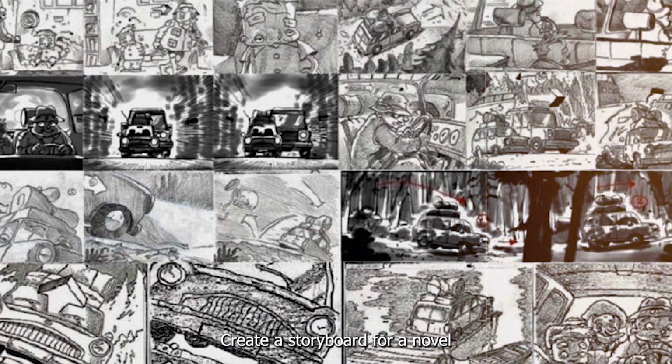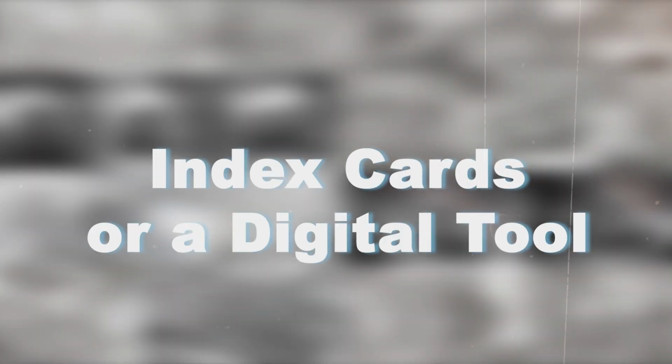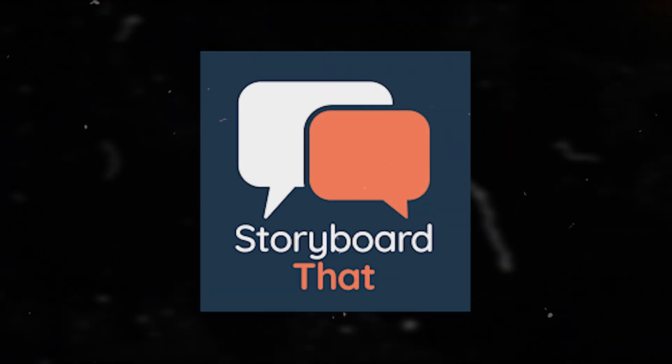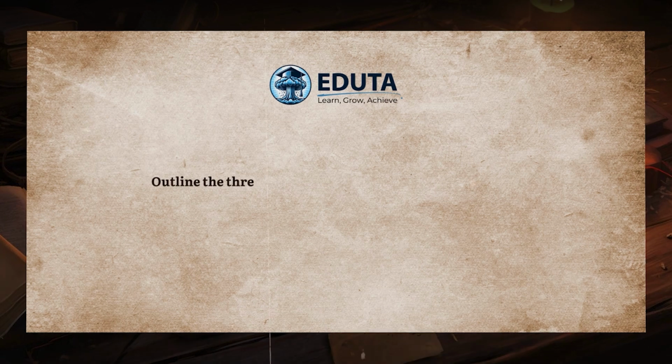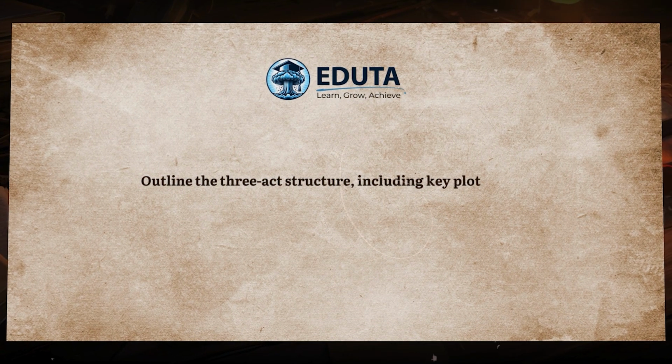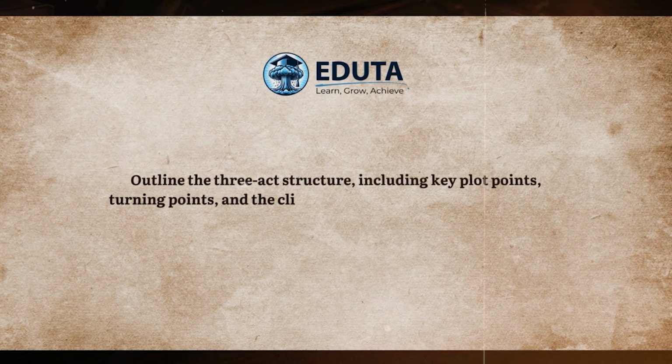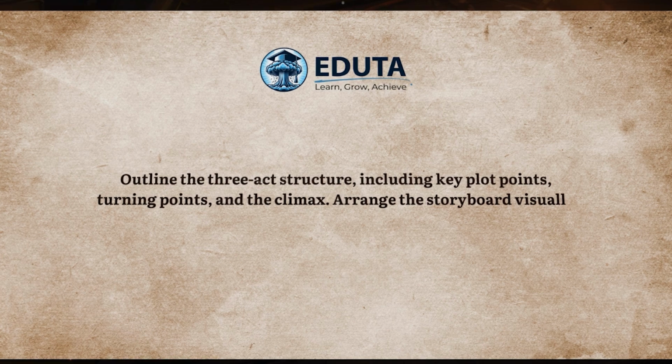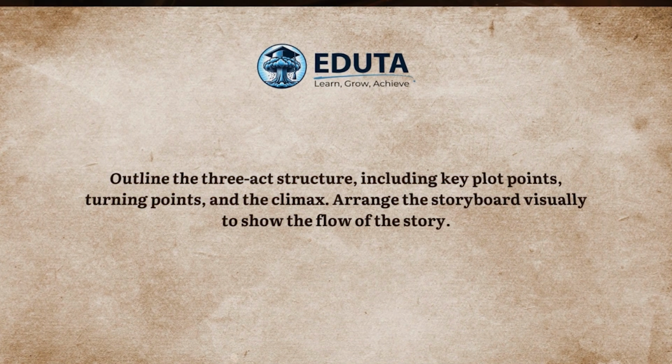Assignment: create a storyboard for a novel using index cards or a digital tool like Storyboard That. Outline the three-act structure, including key plot points, turning points, and the climax. Arrange the storyboard visually to show the flow of the story.